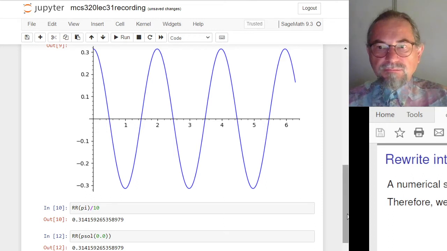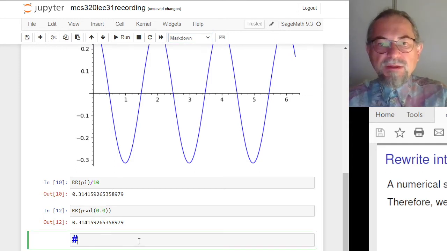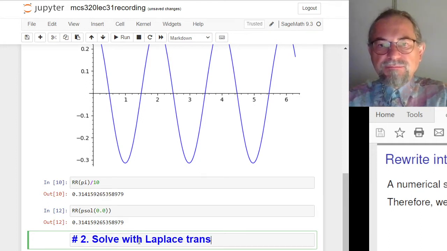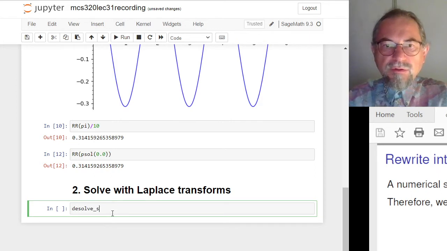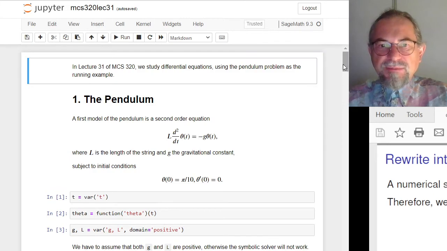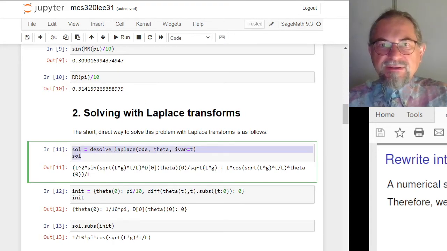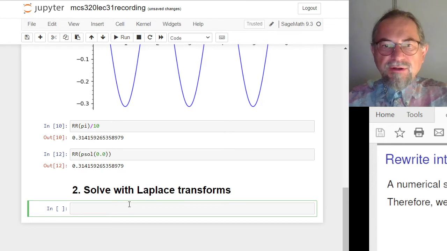Okay, how does one solve symbolically? So we can solve with Laplace transforms. And there is actually the dsolve option, but the fast way to do this would be to do the dsolve Laplace, where I'm not actually using that command that much. So let me copy and paste. And it is indeed what it is. It is just using the dsolve, but then with the underscore Laplace.